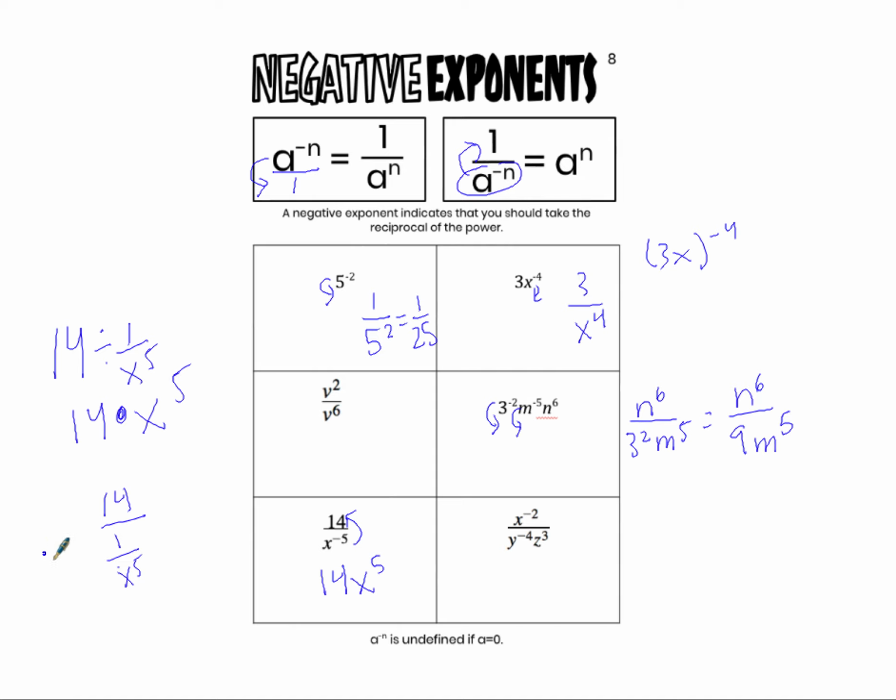I would not go through this process. I would simply use the arrow method. If we have a negative exponent in the denominator, just move it to the numerator. I skipped this one because it's a little different.